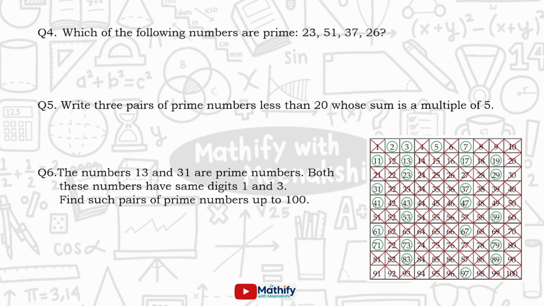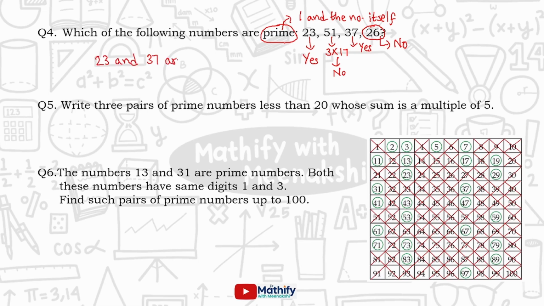Question number 4. Which of the following numbers are prime? 23, 51, 37, 26. You should know that prime numbers are those numbers that have only two factors, 1 and the number itself. So is 23 a prime? Yes. 51, no, you can see 5 plus 1 is 6, so it is divisible by 3. 3 into 17 is 51. 37 is prime, yes. Here I will write no because it is divisible by 3 and 17 too. And 26 is an even number, so you should know that 2 is the only even prime number. So again here it's no. So the answer is only 23 and 37 are prime numbers.